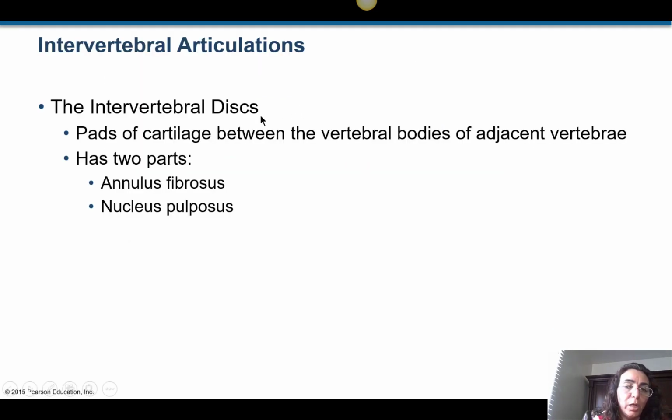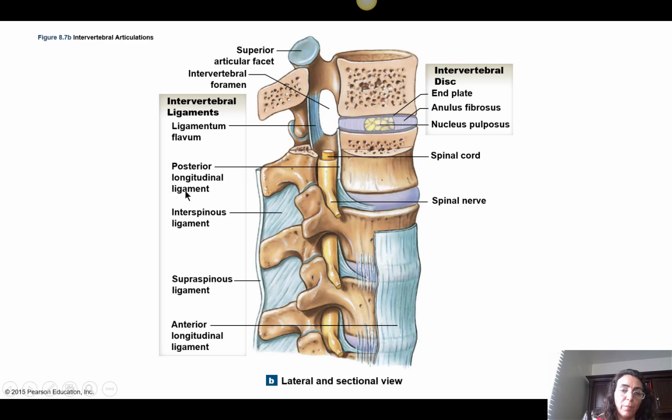So, as I explained, intervertebral discs are pads of cartilage between the vertebral bodies of the adjacent vertebrae that have two parts. In the center you have nucleus pulposus, around that you have annulus fibrosus. As you saw, you have the picture here, you can see that again.